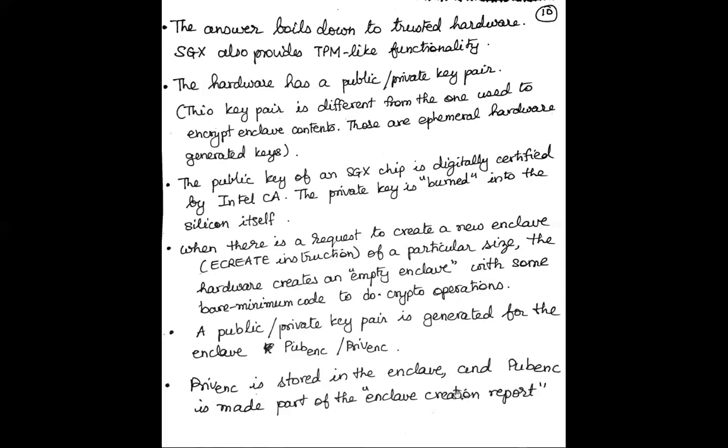Okay. The public key is made part of the enclave creation report. That is, when you create an enclave, as you will see in the next slide, you actually get an attestation report that is publicly visible for everyone to see. The public key of the enclave is made part of this enclave creation report. Okay, so the public key of the enclave is therefore available. The only thing is that I haven't yet told you how it is certified. I will tell you that in the next slide.